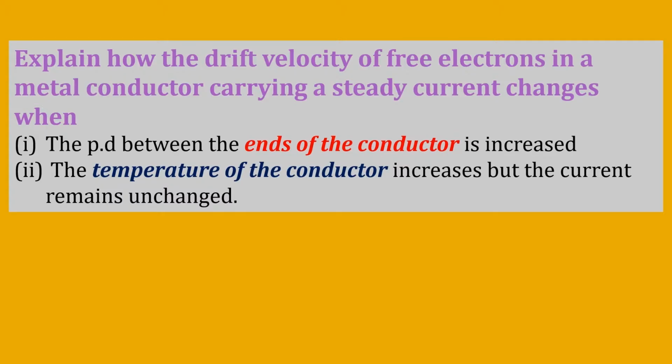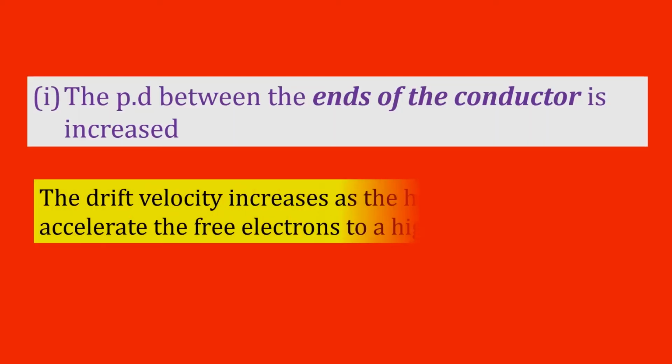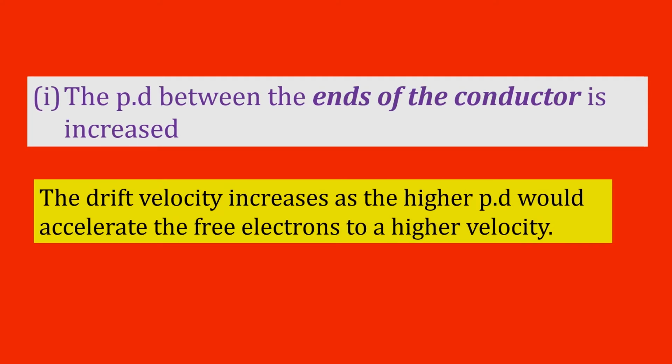Before we get into today's topic, we want to explain how the drift velocity of the free electrons in a metal conductor carrying a steady current changes when the PD between the ends of the conductor is increased, then too the temperature of the conductor increases, but the current remains unchanged. When the PD between the ends of the conductor is increased, the drift velocity increases as the higher PD would accelerate the free electrons to a higher velocity.